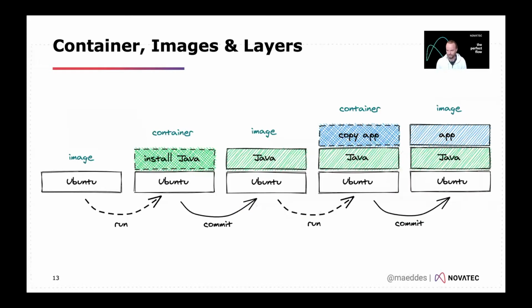Now, in this chart, you can see an example of how to create an image that runs a Java application. From a container image, you would execute a run command. Then you get a running container where you can install your Java. Then again, you can commit this to an image, run it again, copy the application inside, and then commit it again. So the importance of this slide is basically to see that those containers are built in this kind of layered architecture. And this layered architecture is one thing you can look at to optimize when you want to improve your builds.